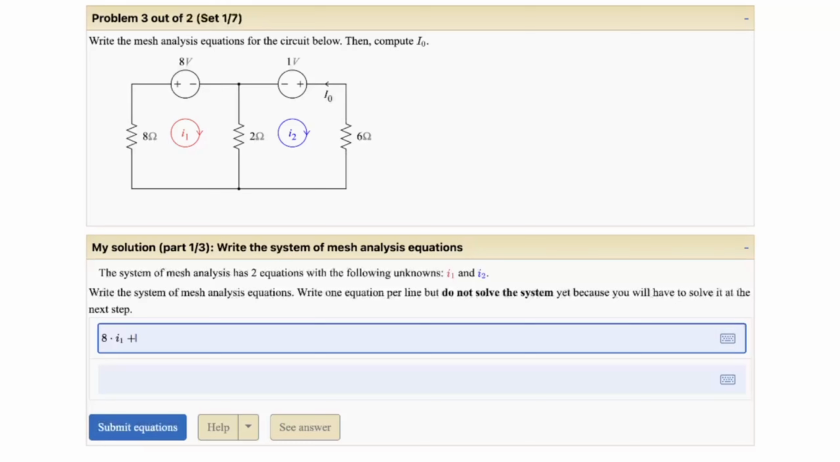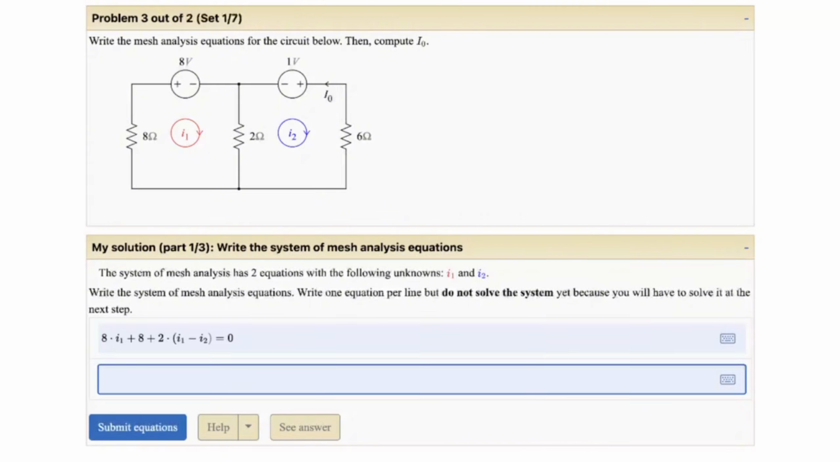But we have to be careful here. We're moving in the clockwise direction, and if we follow that along that mesh, we're going to hit the positive terminal first and then the negative terminal. So we know that's going to be a positive 8. Then we're going to add that with the voltage across the 2 ohm resistor in perspective of the I1 current. Again, using Ohm's law, that is resistance times current. So it's going to be resistance of 2 times the current, which is going to be I1 minus I2, because they're going against each other in the middle there. Set all that equal to 0. And that's it for the first equation.